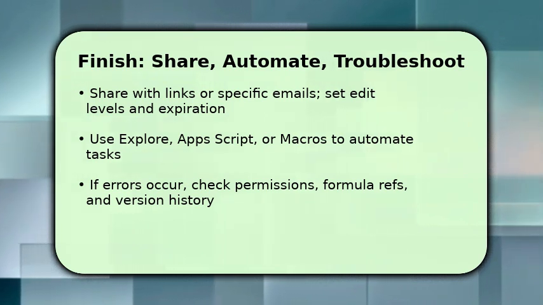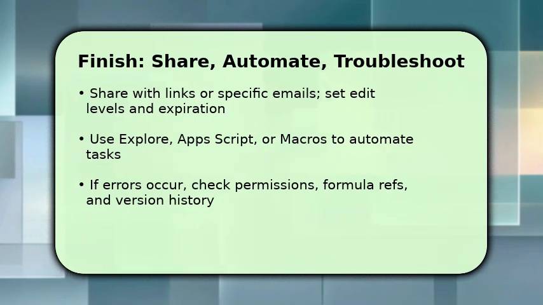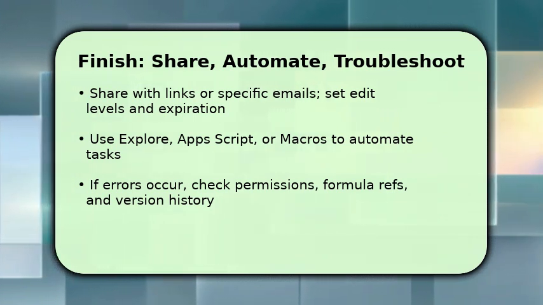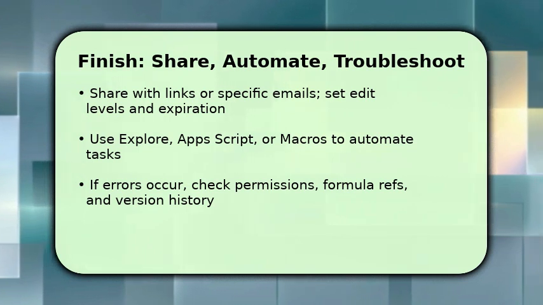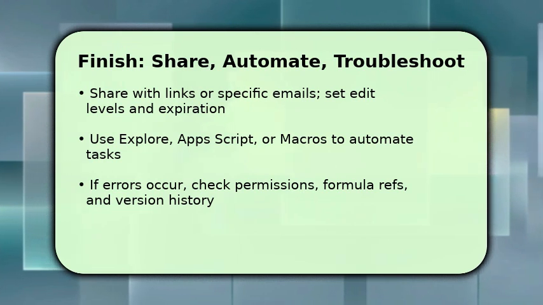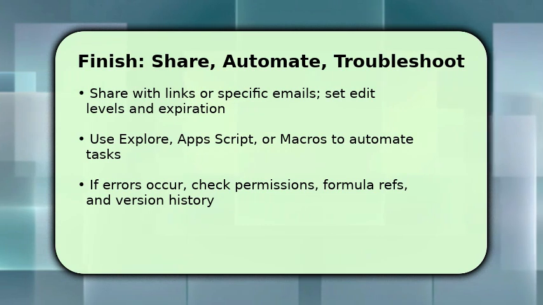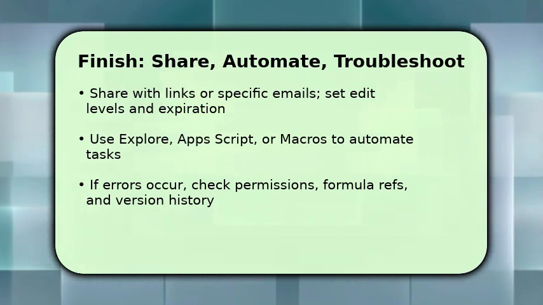Automate repetitive tasks with macros or app script and use Explore for quick charts and insights. Make copies for major changes and note version history before big edits. If something breaks, check sharing permissions first, then broken formula references or protected ranges. Restore a prior version if needed, and communicate changes to your team promptly.